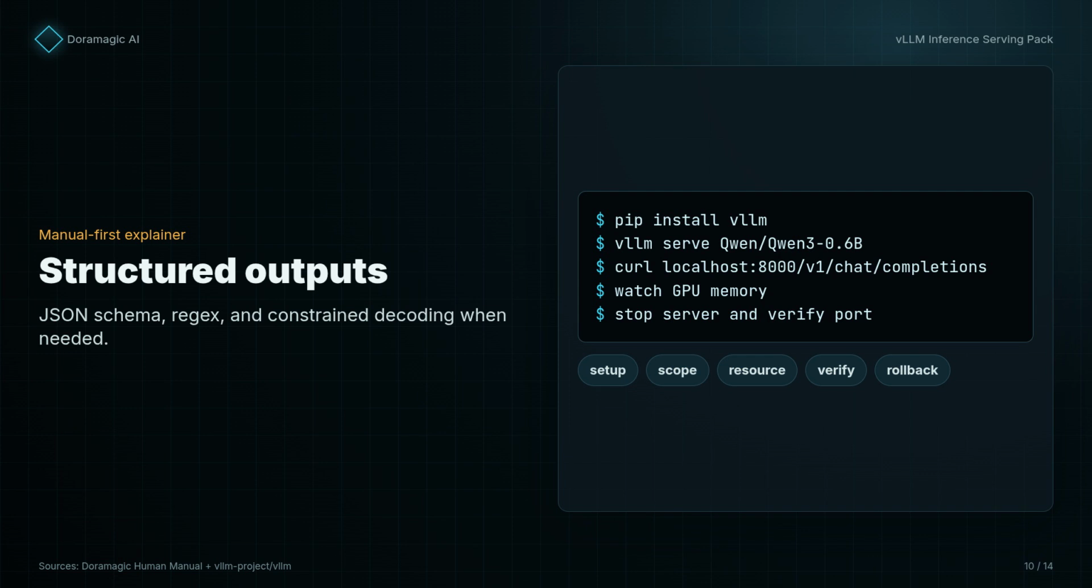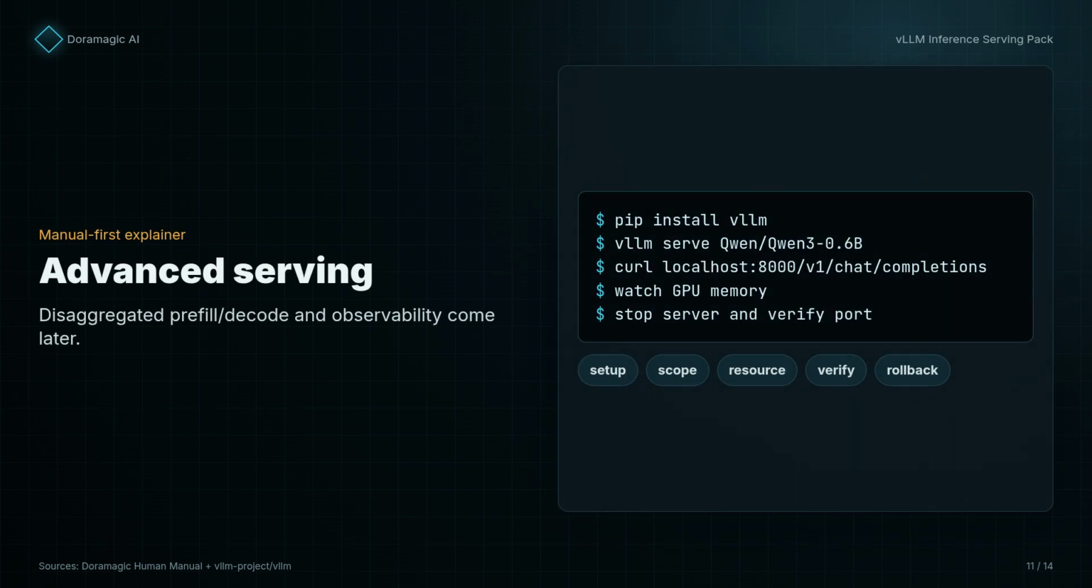The main pitfall is treating successful startup as proof of production readiness. Startup does not prove throughput, memory headroom, compatibility with your client, behavior under concurrent requests, or safe rollback.